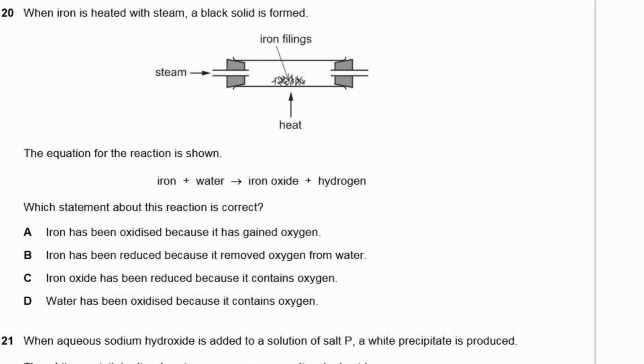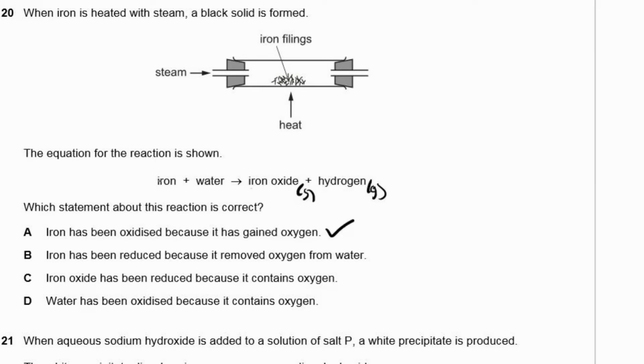Okay. Question 20. When iron is heated with steam, a black solid is formed. Okay. So we have the equation shown here. Iron plus water produces iron oxide plus hydrogen. Well, hydrogen is definitely not the black solid. So the black solid is iron oxide. So that's a solid. Hydrogen is a gas. Okay. Which statement about this reaction is correct? Iron has been oxidized because it has gained oxygen. Yes, it's gone from iron to iron oxide. That sounds like the correct answer.